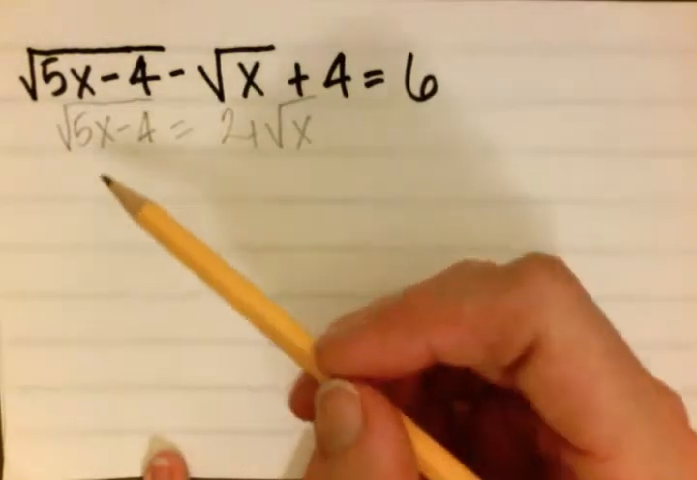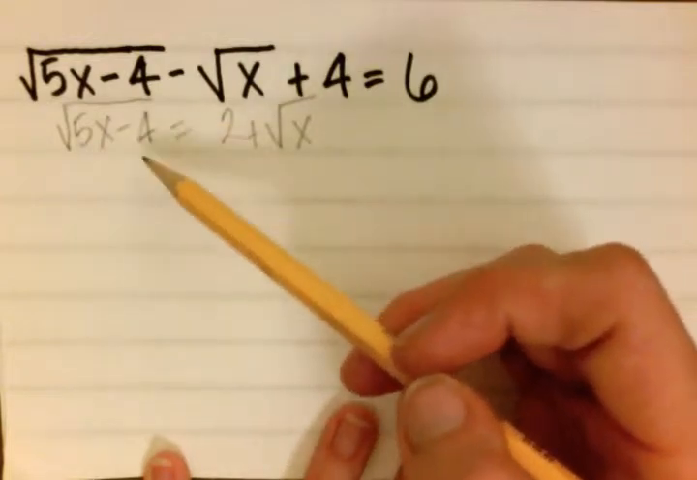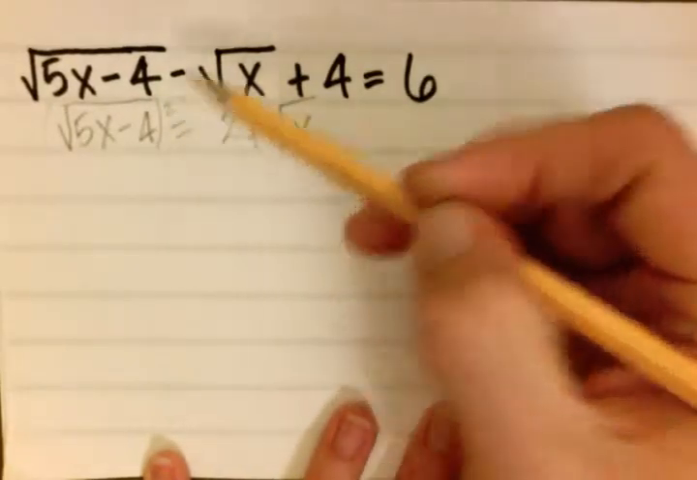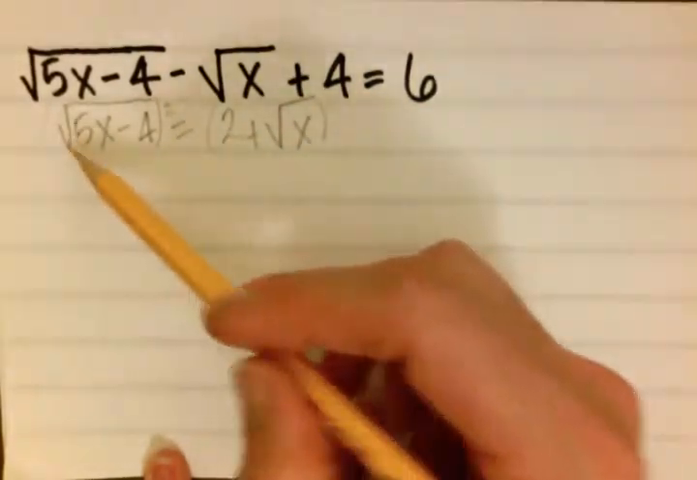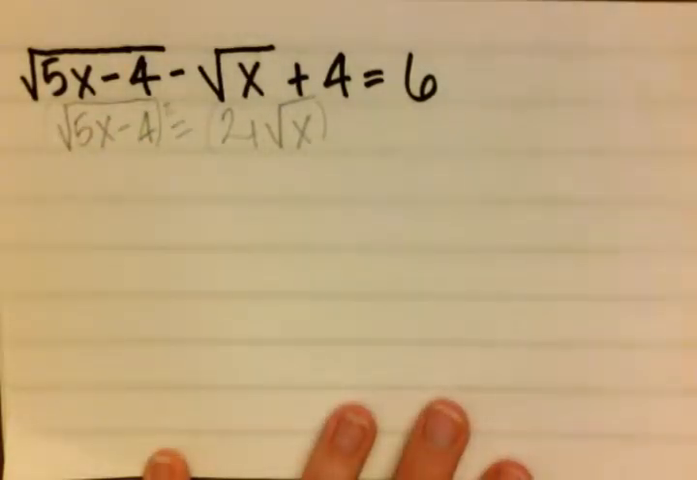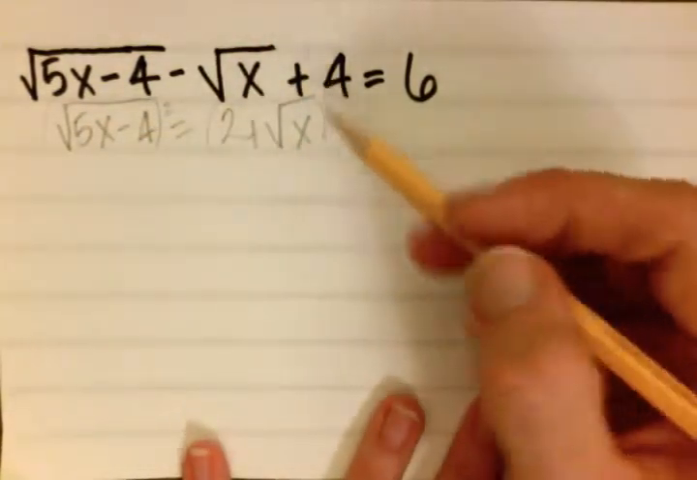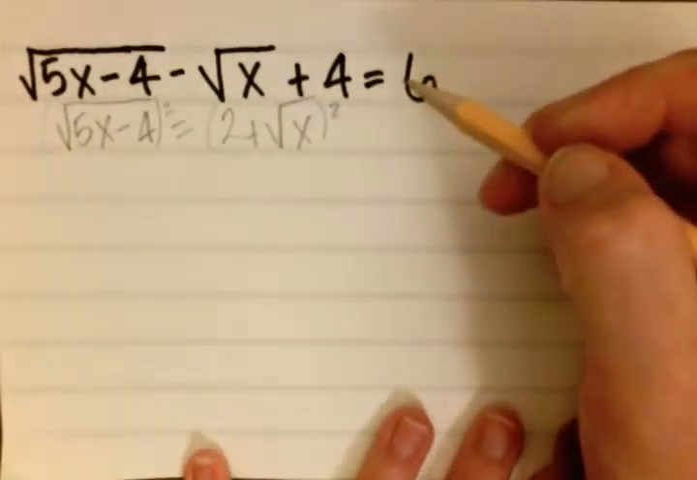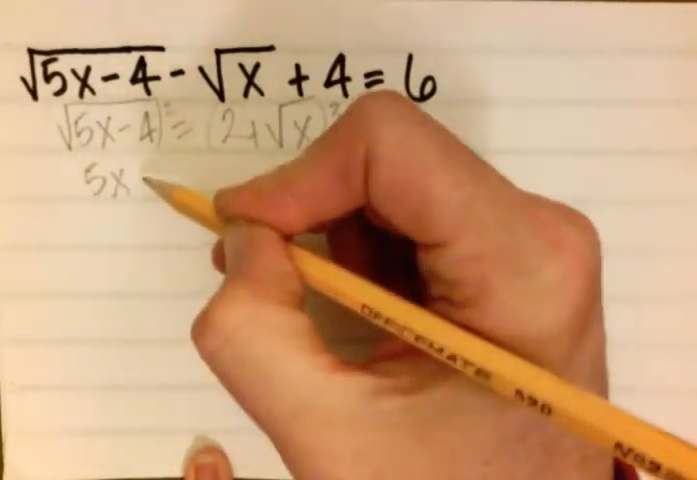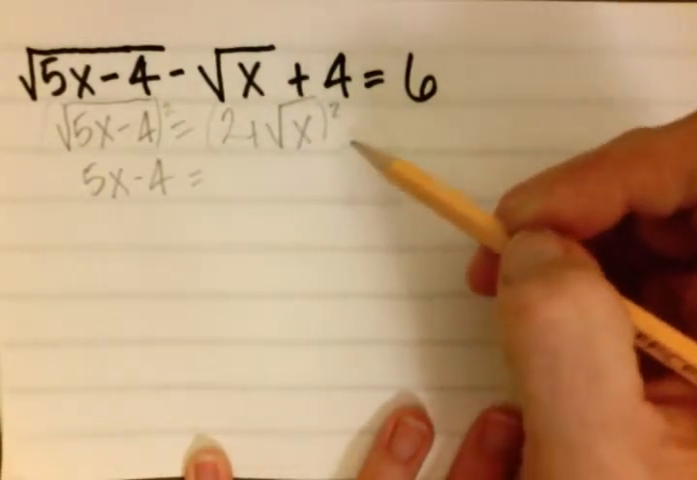Now remember that the way we get rid of a radical in an equation is that, because this is the square root, we want to square it. If it was a cube root, we would want to cube it. So we want to square this side of the equation to get rid of the radical. And we know that whatever we do to one side of the equation, we must do to the other. So we're going to go ahead and square this side as well. So the square root of 5x minus 4 squared is 5x minus 4. And then we have 2 plus the square root of x squared.